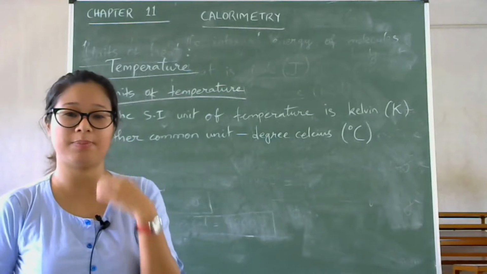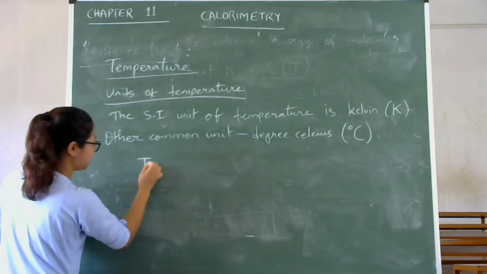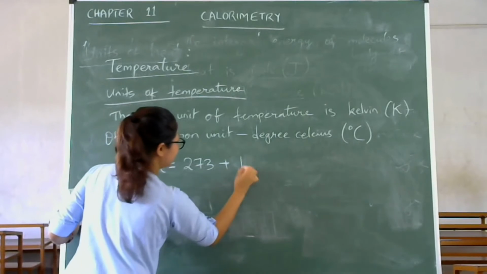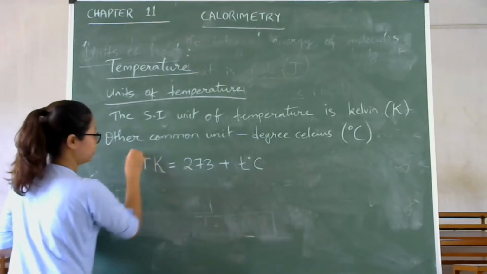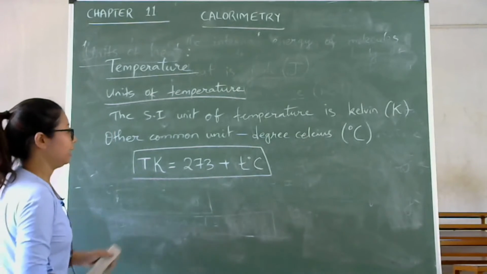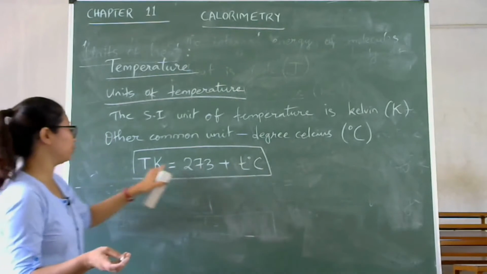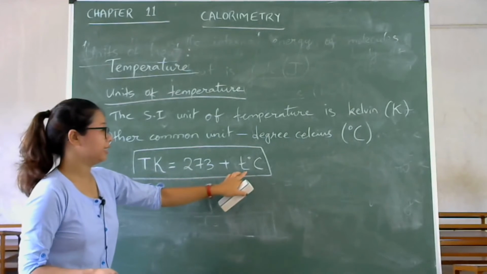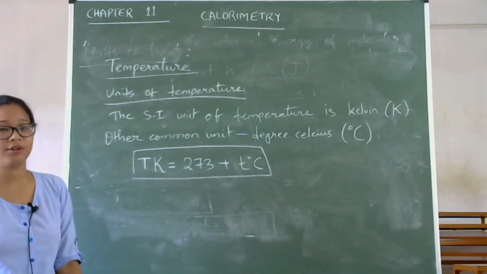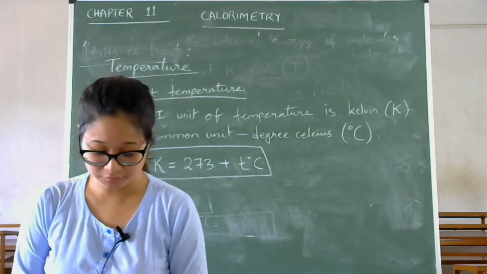Now there is a relationship between Kelvin and degree Celsius. If T is the temperature in degrees Celsius, we have T Kelvin equals 273 plus T. This is the relation between Kelvin and degree Celsius, which means that if I have a temperature given in degrees Celsius, I can convert it to Kelvin by adding 273. So this is the important relation between Kelvin and degrees Celsius.